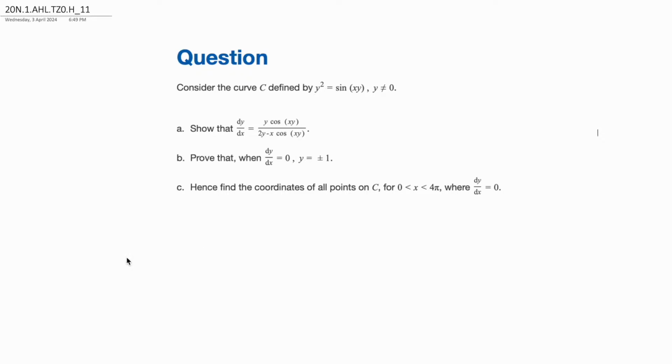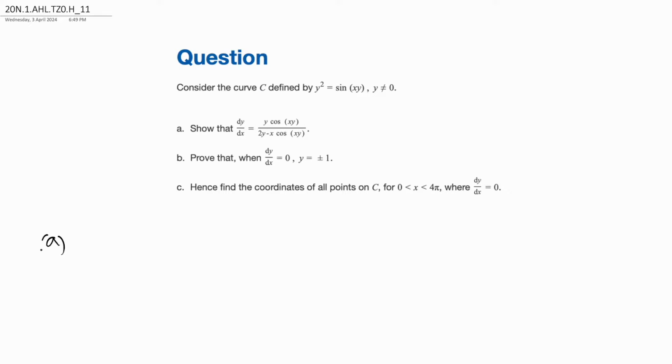So let's get started. They're asking us to consider the curve C defined by y squared is equal to sin(xy), where y is not equal to 0. Show that dy/dx is equal to y cos(xy) divided by 2y minus x cos(xy). Let's do part A and then we'll look at part B and C. Let's do one by one.